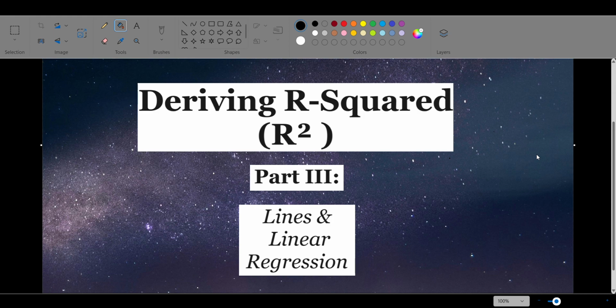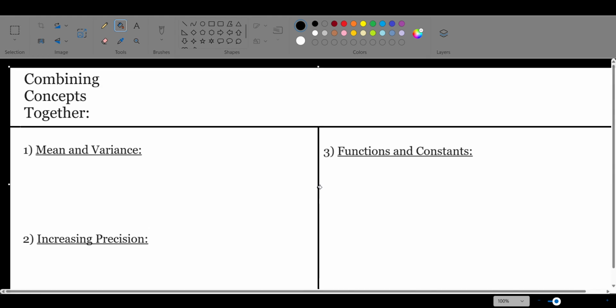Today we are finally going to discuss what linear regression is, and this concept will help us in the main derivation of R square. So let's start off. The first thing we're going to do is combine all the concepts that we have discussed before. So first, I would recommend watching the previous 2 videos of the series because that will help you in understanding today's video.